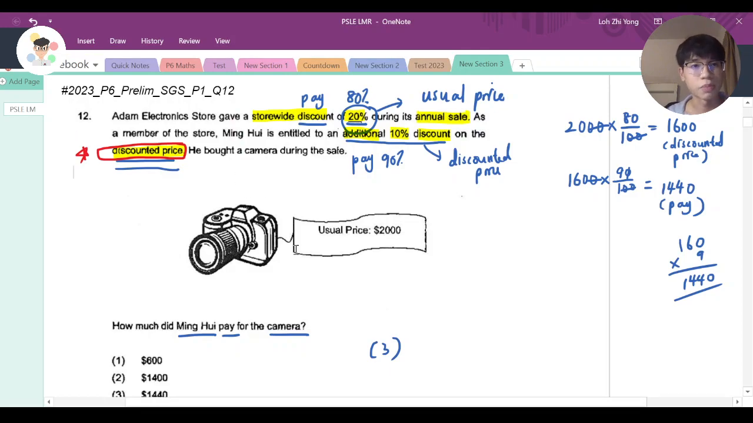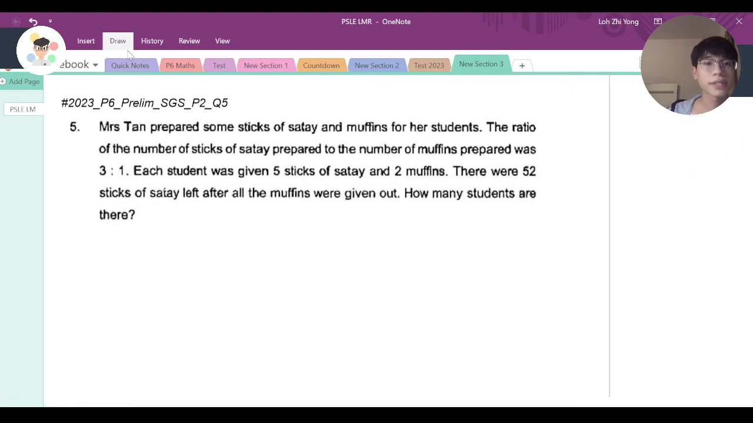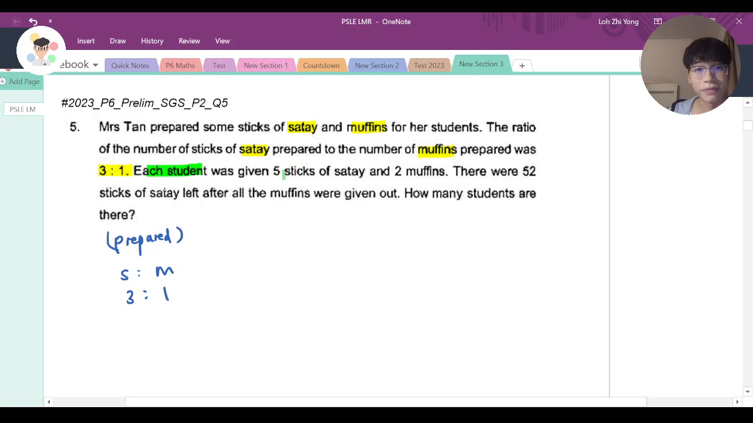So, okay. Let's move on to the next question from SGS paper 2, question number 5. So Mrs. Tan prepared some sticks of satay and muffin for her students. So the ratio that she prepared, satay to muffin, was 3 to 1. Then the question continues to say that each student was given 5 sticks of satay and 2 muffins. Okay, so this is basically given out.